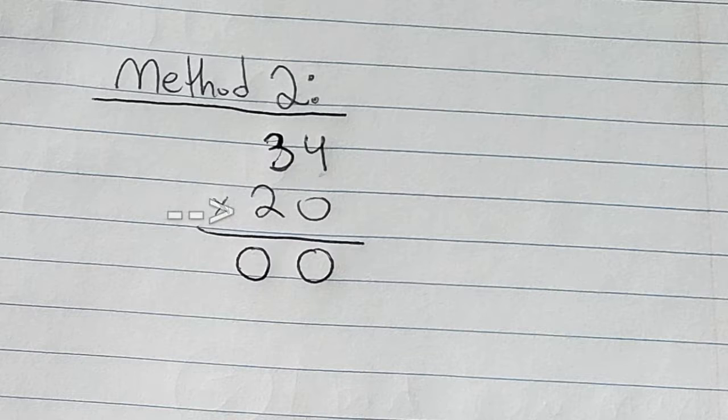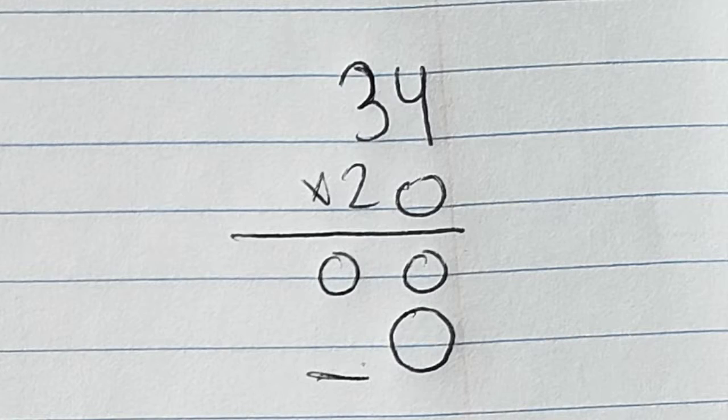However, notice that the 2 is in the tens place. It's not in the ones place. That's where the 0 is. So what we have to do is put an automatic 0 in the ones place.